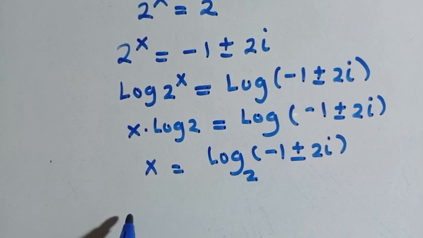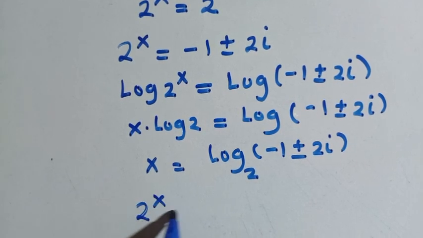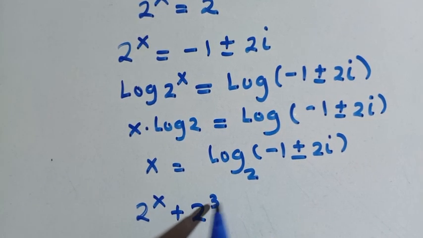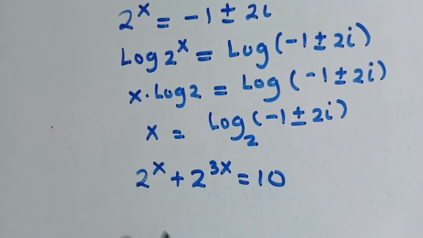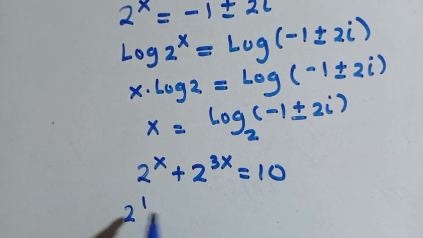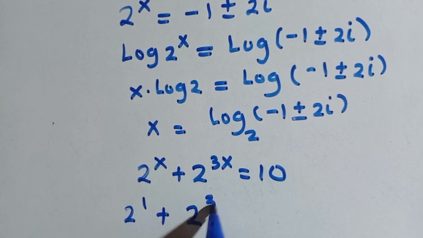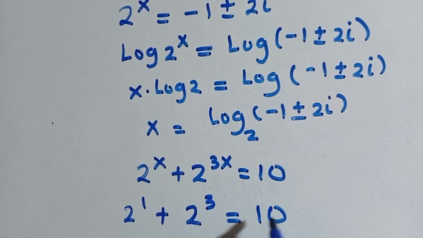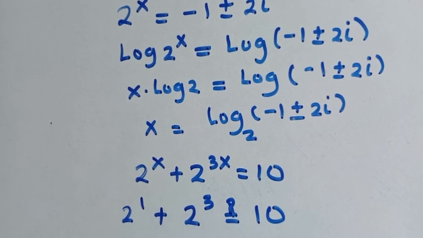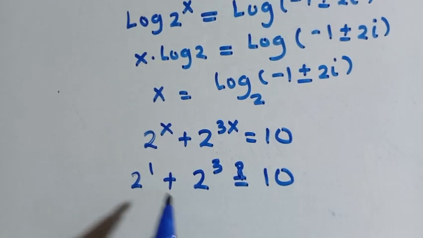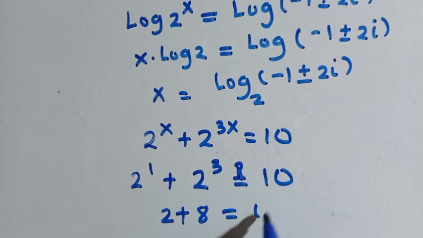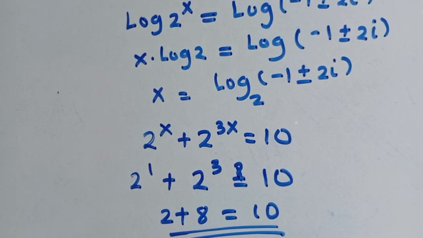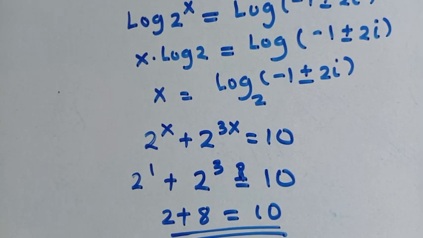And we can just try to verify. We have 2 power x plus 2 power 3x equals 10. And at x equals 1, when we substitute, we have 2 raised to power 1 plus 2 raised to power 3. So this equals 10, because 2 power 1 is 2, plus 2 power 3 is 8, and 2 plus 8 equals 10. It shows that this is valid as we get the value of x.